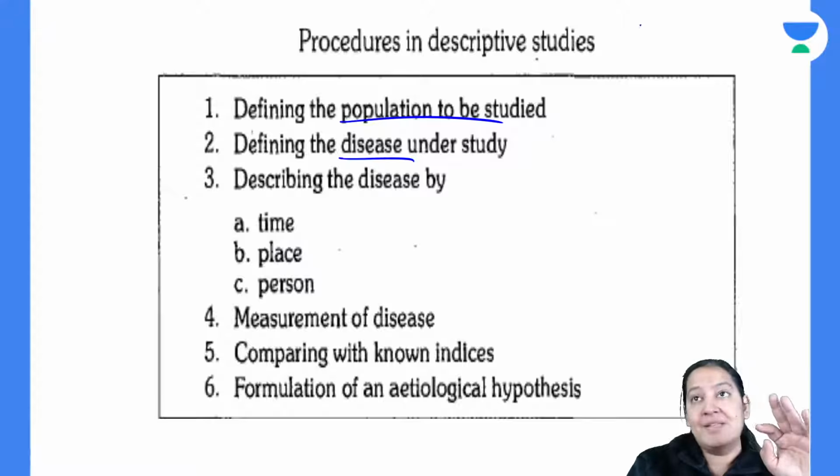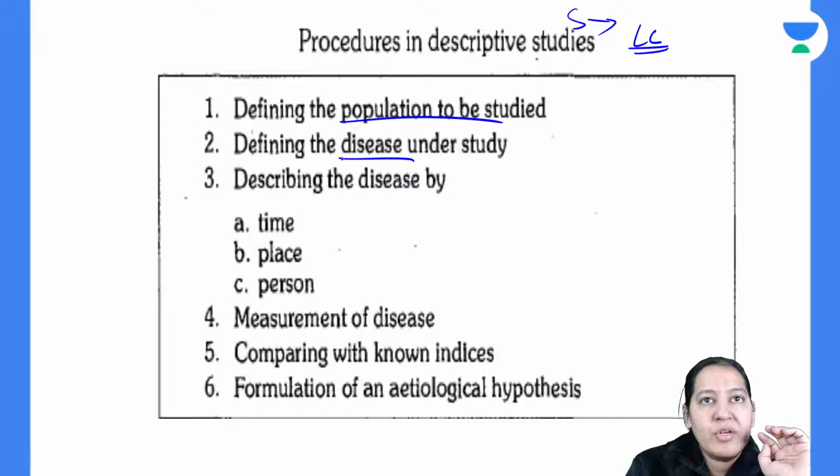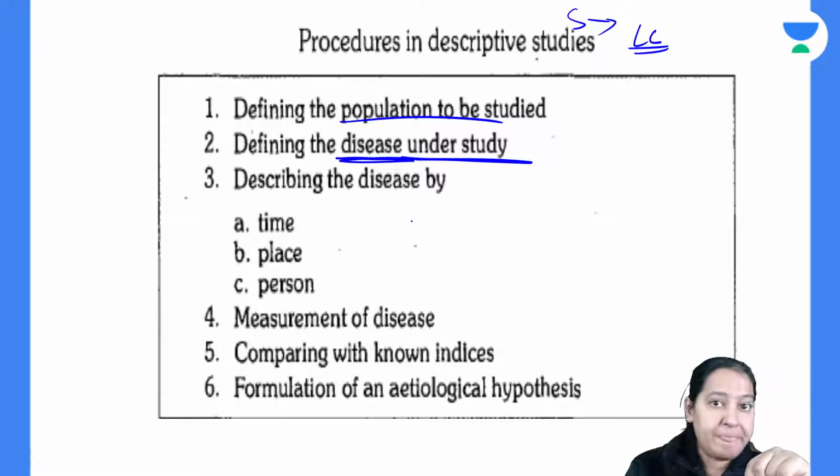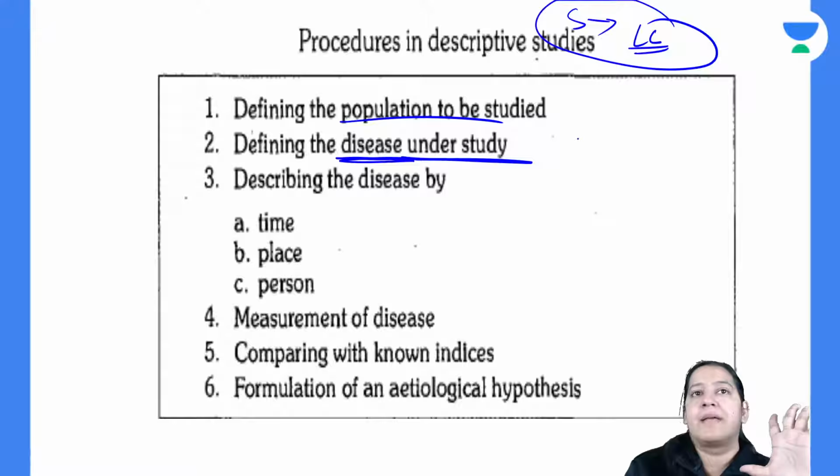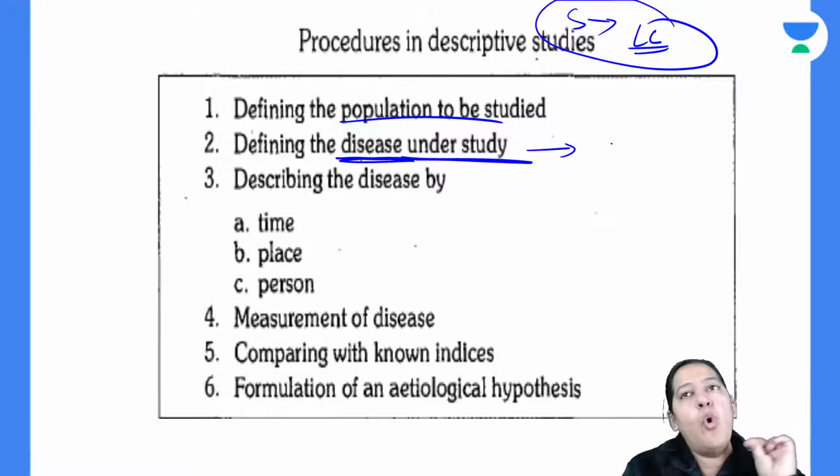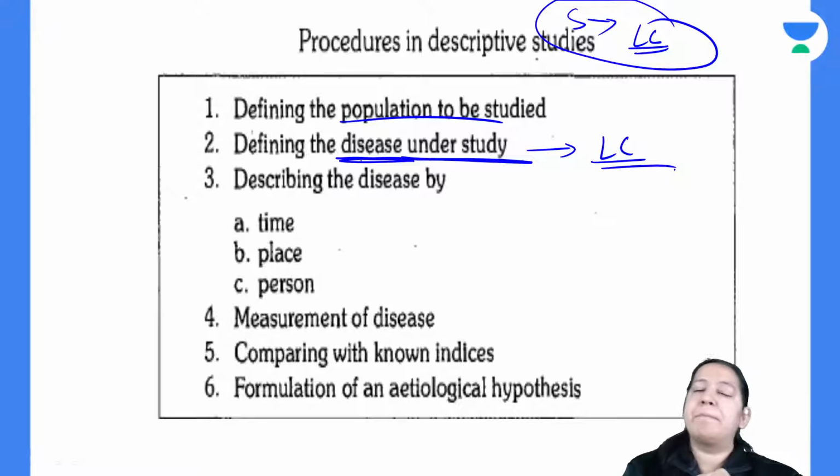Suppose my disease is lung cancer. My hypothesis is that smoking leads to lung cancer. So my disease under study, for proving this hypothesis, is lung cancer. Define who, to whom, which patient you will call a patient of lung cancer.